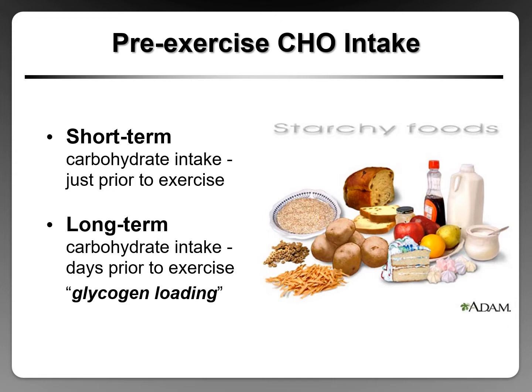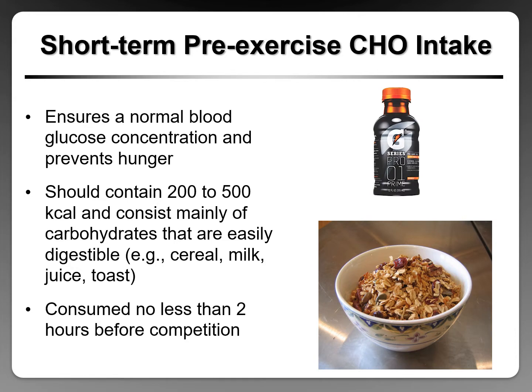Like we've discussed, in the short term, you want to have carbohydrate intake prior to exercise. That's at least 2 hours before exercise. And if you're wanting to do a long-term pre-exercise carbohydrate intake, doing carbohydrate loading or glycogen loading is going to be over a period of days at high carbohydrate consumption rates and levels. To ensure, again, that you have a normal blood glucose concentration during exercise, taking a low glycemic index food, around 200 to 500 kilocalories is going to be great. And again, you want to make sure that you're consuming that no less than 2 hours before competition.